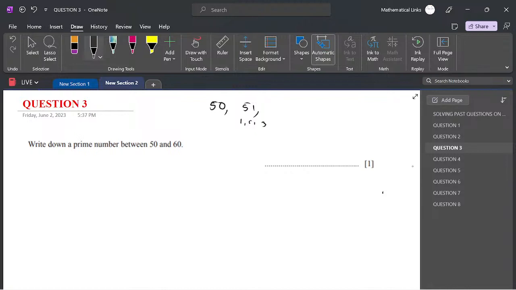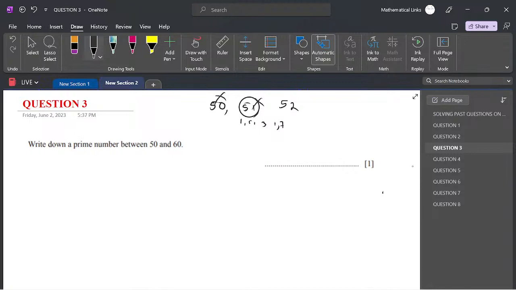If the sum of the digits is divisible by 3, then the number is divisible by 3. So 5 plus 1, that is 6. 6 is divisible by 3. That means 51 is divisible by 3. 3 goes in 5 once, remainder 2, and 3 goes in 21 7. So apart from 1 and 51, we still have 3 and 17 as factors of 51. So 50 is not a prime number, 51 is not a prime number. Obviously 52 is not a prime number, because apart from 1 and itself, 2 can go.